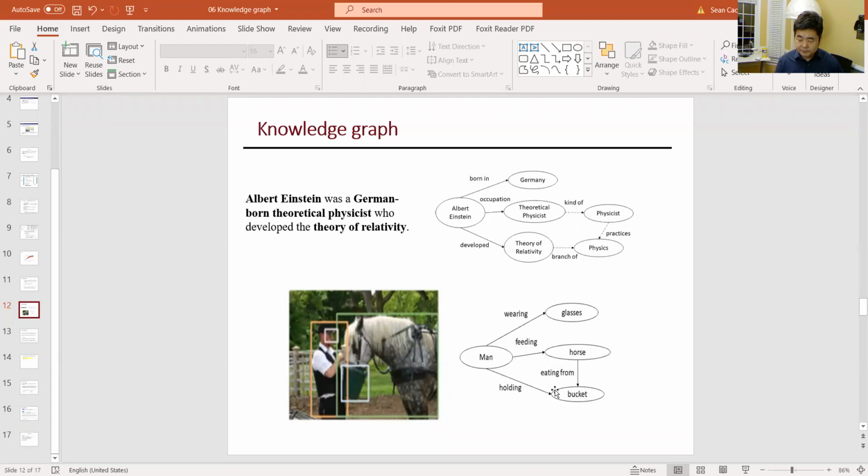And also the horse is eating from the bucket, and the man, what's the relationship with the bucket? Holding. The man holds the bucket.